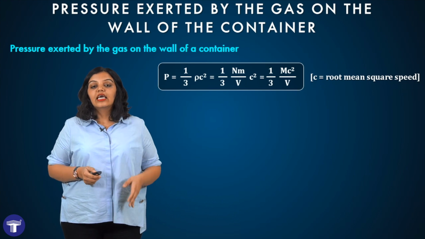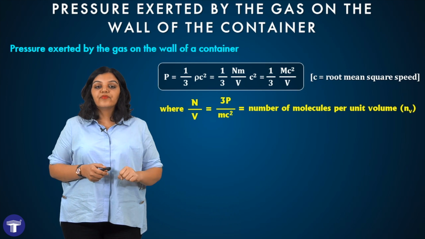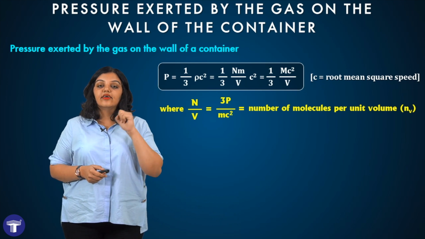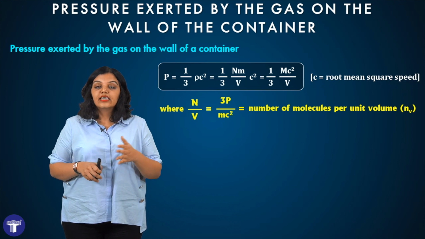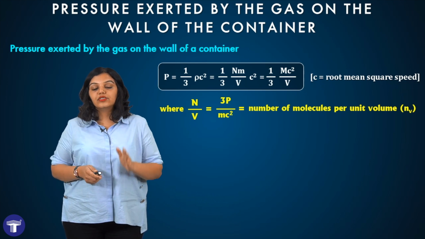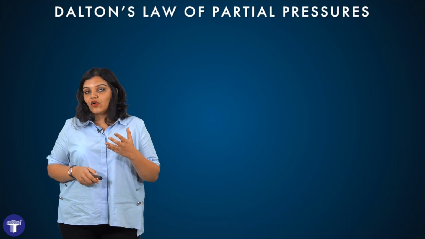Now here N by V, that is the number of molecules per unit volume, is denoted by small n with a subscript v. It can also be written as 3p by m c squared. This is the number of molecules per unit volume. So this is how we obtain the pressure from the kinetic theory of gases.